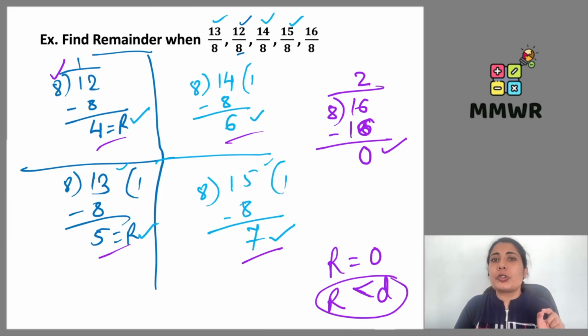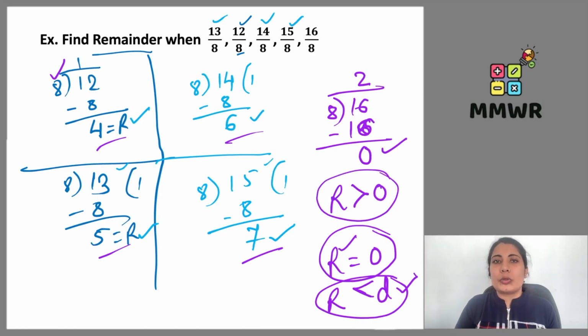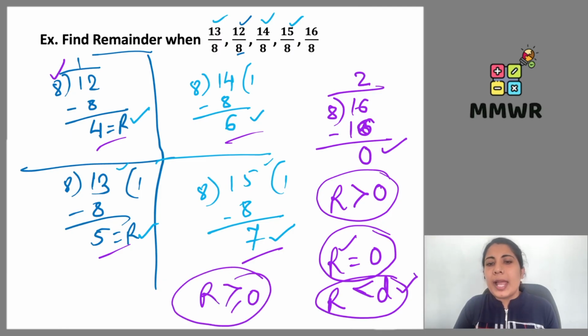Value for remainder should always be less than the divisor. Value for remainder can be equal to 0, and otherwise it has to be greater than 0. So remainder value has to be positive. Remainder should be greater than or equal to 0, and remainder should be lesser than the divisor. These two things you have to always remember.